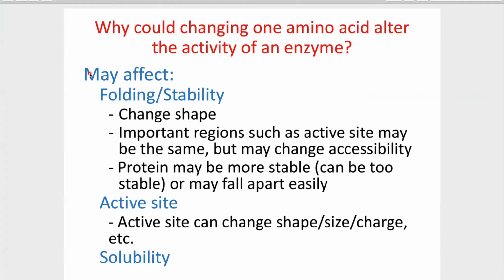That would be accessibility by the enzyme's substrate, right? Or its ligand, the thing it binds to, right? If you change a small residue, you can completely change the local chemical environment of that active site, and now your substrate can no longer bind.